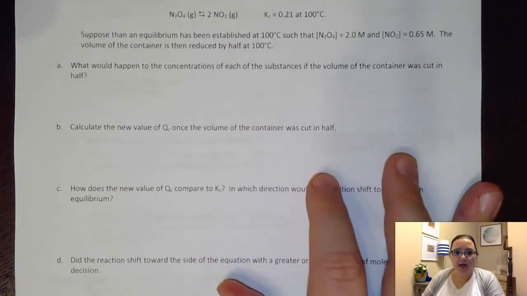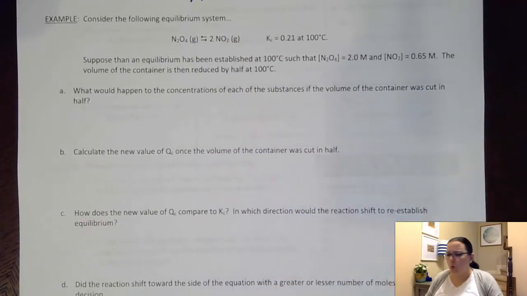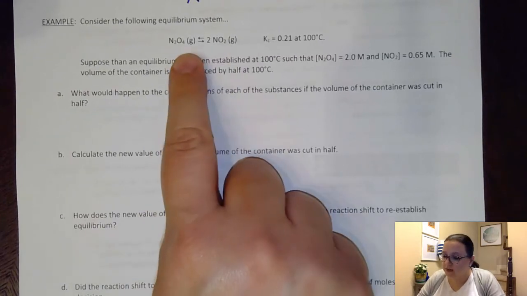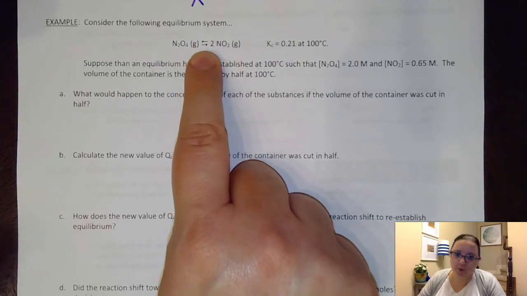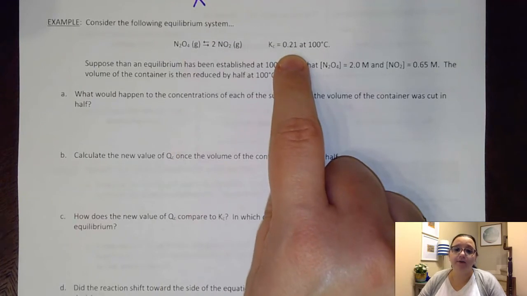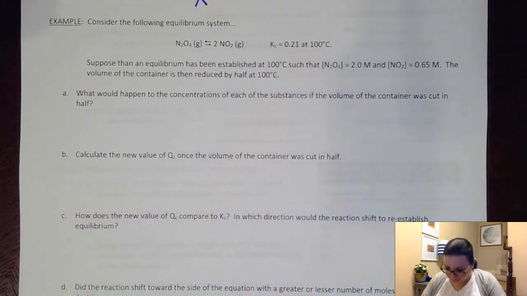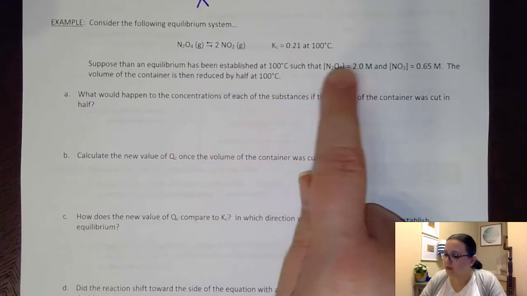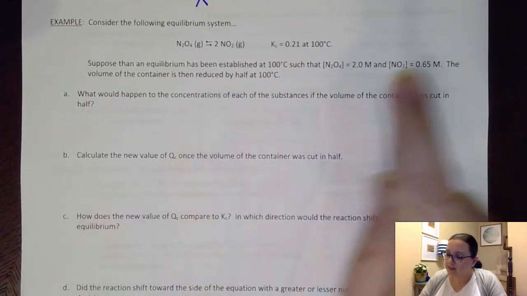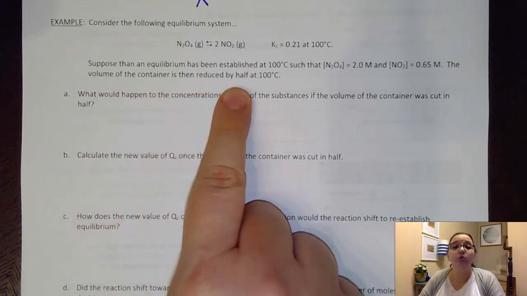All right, so now let's talk about the mathematical reason why changing pressure works. And it actually has to do with the tie that changing pressure has to concentrations, to molarity. So if you notice on here, they give us a lovely reaction that has a reversible arrow, so that means it could reach equilibrium. And they've given us a Kc value. So this is the ratio that would be ideal for this particular reaction at 100 degrees Celsius. And then it says, hey, we have these beginning concentrations at equilibrium, but then the volume of the container is reduced by half.